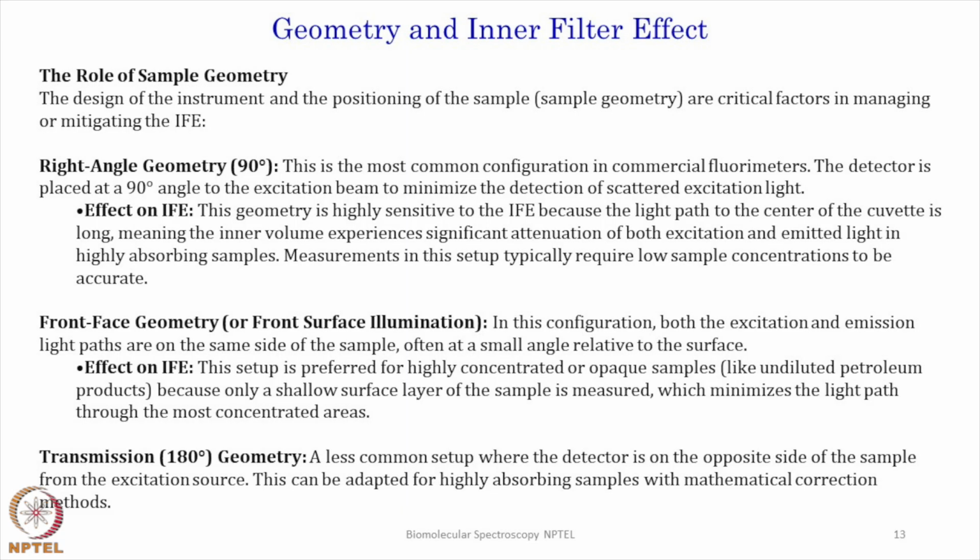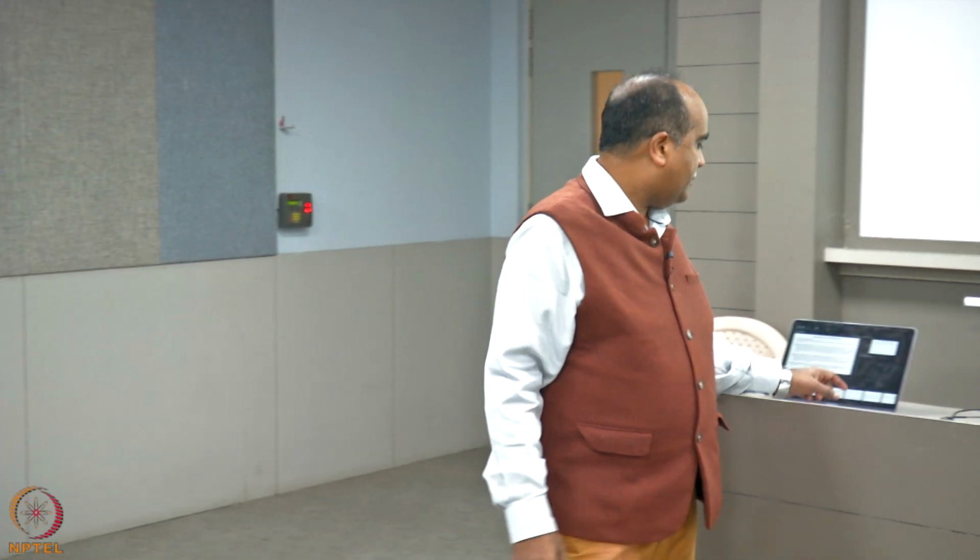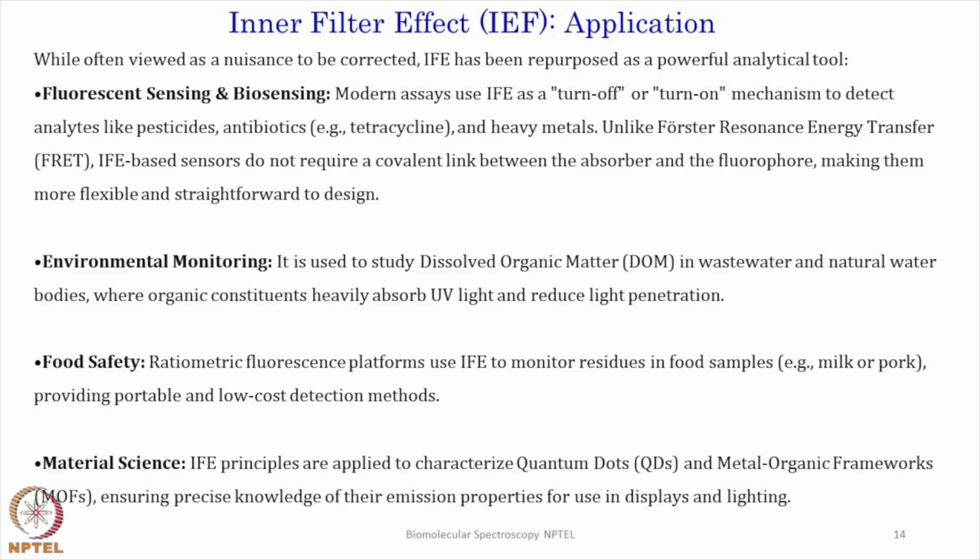So, geometry is important. Right angle geometry, 90 degrees, as we discussed. Front face geometry, like front illumination for a thin film, you just shine it here and collect at a 45 degree emission. And also transmission geometry, 180 degrees. It is a less common setup, going like this and collecting like this, but on the opposite side of the sample you can have the excitation source. So, these are some of the geometries for the inner filter effect, right, where we are going to use this inner filter.